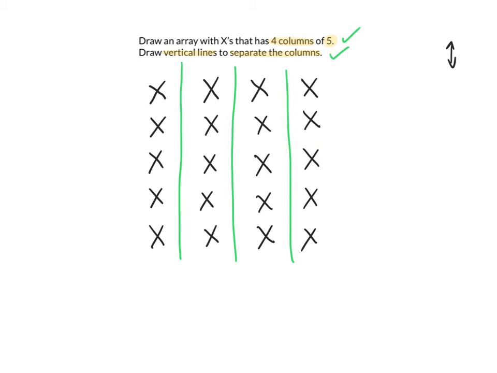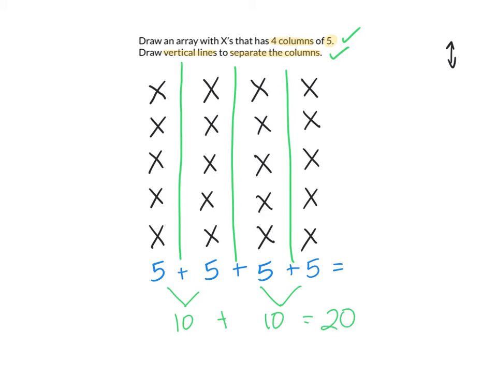Okay, now how would I show this with repeated addition? Well, we would go through just like how we did before. We would look at how many was in this first column. There's 5 X's in this first column, plus another 5 X's, plus another 5, plus my last 5. How much does that equal in all? Well, if we simplified, remember we said 5 plus 5 is 10, 5 plus 5 is 10, 10 plus 10 equals 20. So there's 20 X's in all. And so we kind of did the same thing.